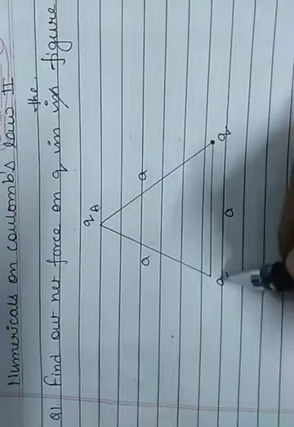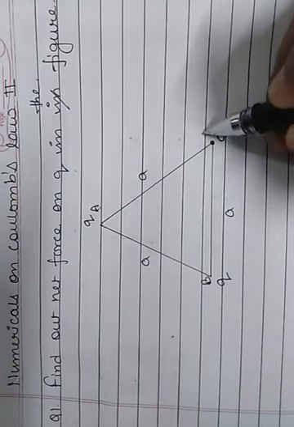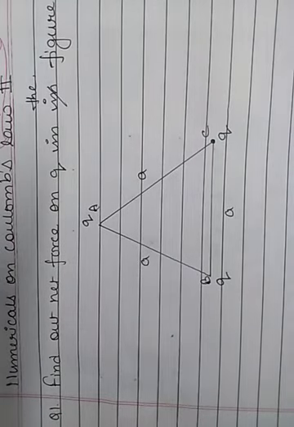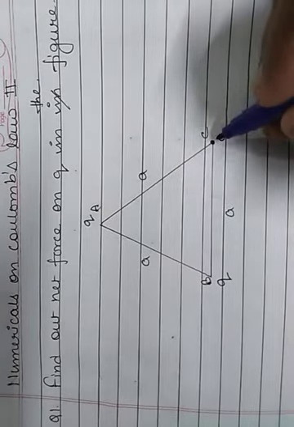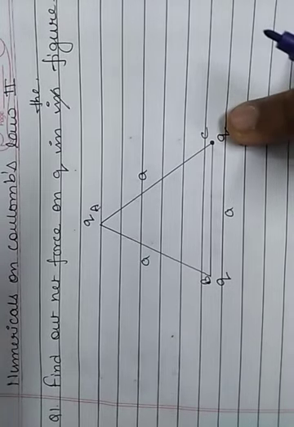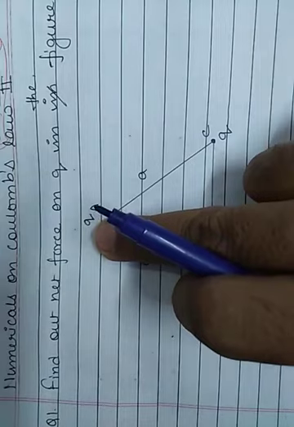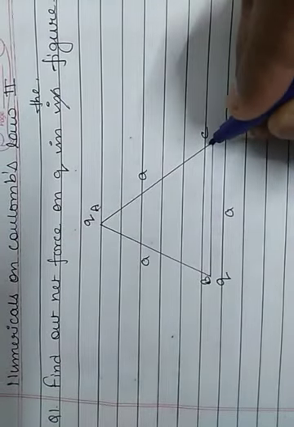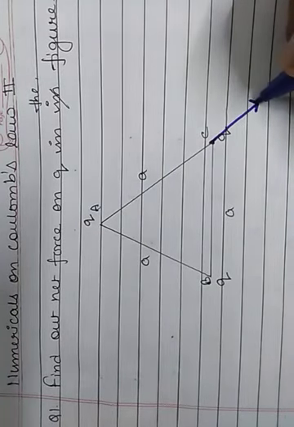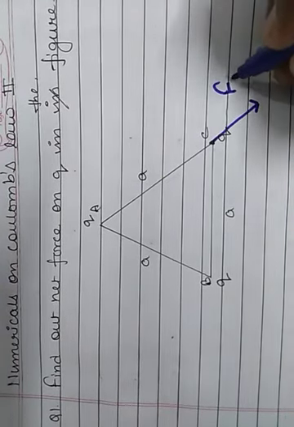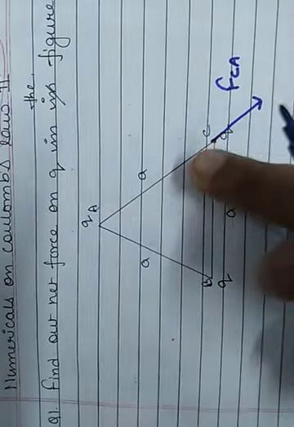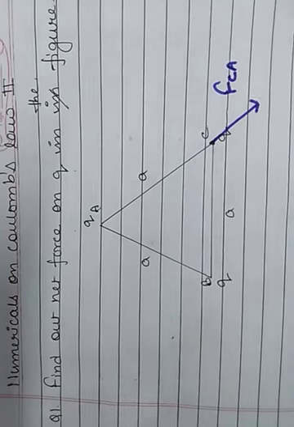This is triangle ABC. So on this charge Q, two forces will act. The first force will be due to this charge Q. So this Q will repel this one. So this is the force on C due to A, FCA. Always the force is along the line joining the two charges.